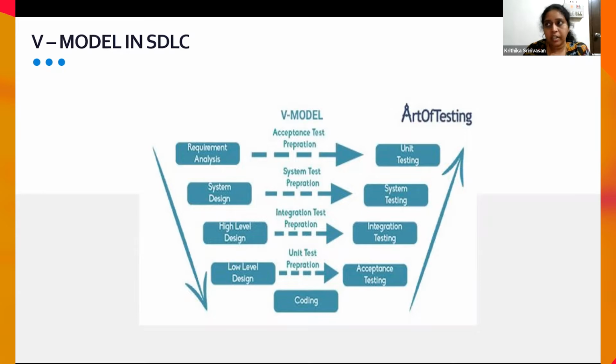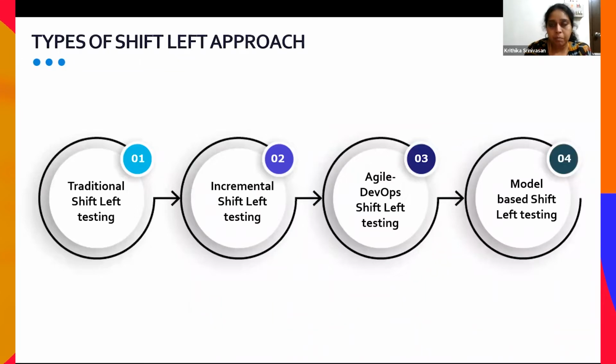Acceptance testing and integration testing are done when we integrate the newly developed feature or module with the final product, and also when the product is completely ready to be out live. So this is the basic V model that the software development lifecycle generally follows. How these testing strategies help with shift left testing is through these 4 types of shift left testing. These are the 4 major shift left testing methodologies that companies would intend to follow: traditional shift left testing, incremental, agile DevOps, and model-based shift left testing.